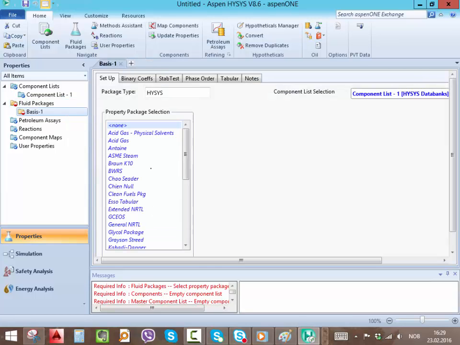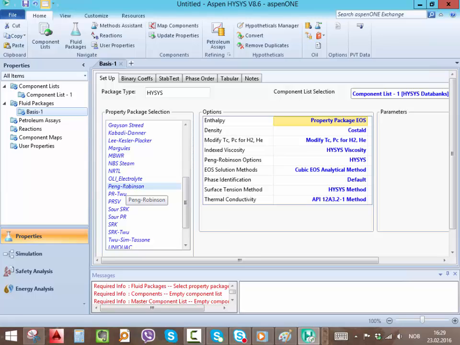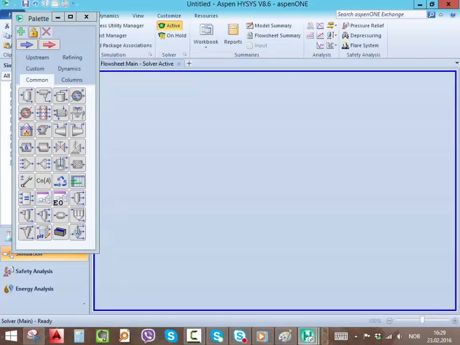So add, and we are going to work with Peng-Robinson, one of the most famous equations of state, and we assume that this is going to predict our situation very well. Then we don't do anything else, and on this menu on the left, we go right away to simulation. If you see, all the rest is checked, so it says it has enough basic information to run, at least. So now you go to simulation here at the bottom.